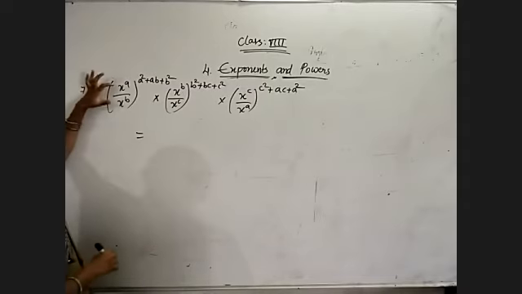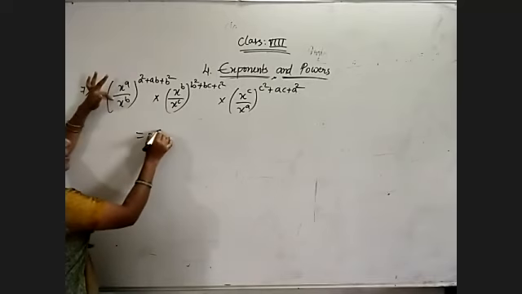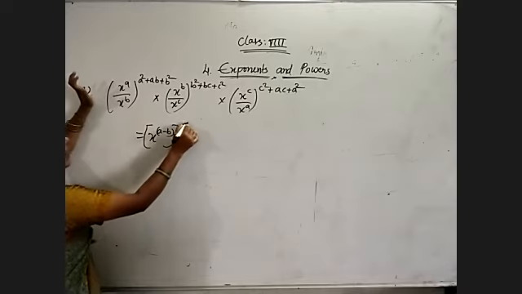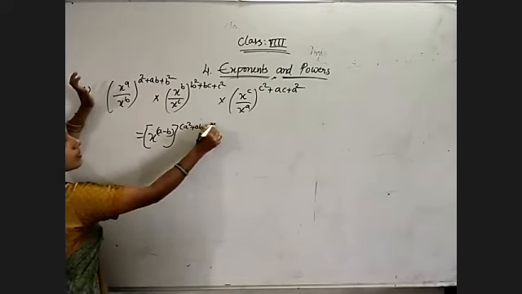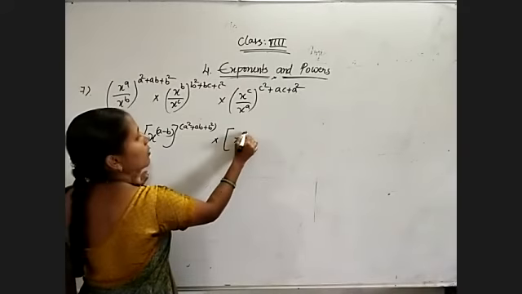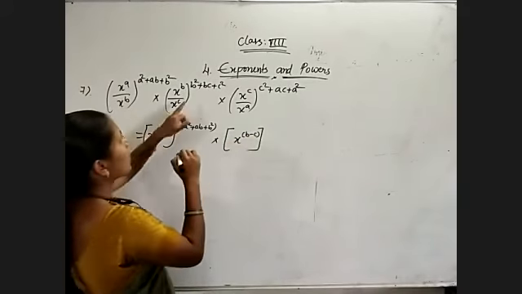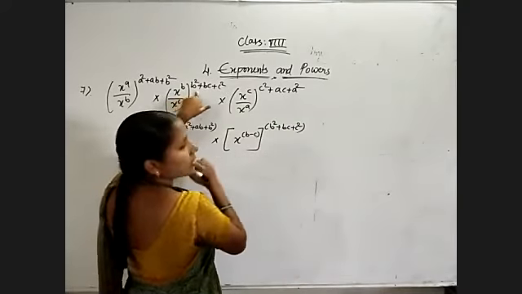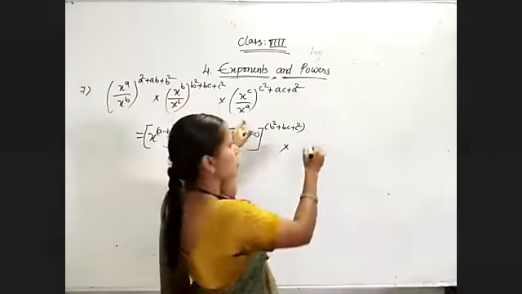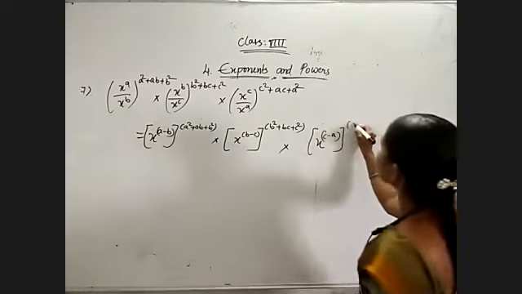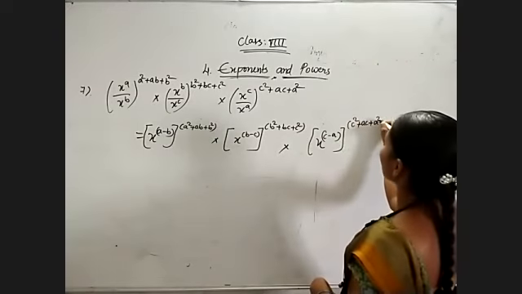So first of all, simplify whatever is in the brackets. a power m by a power n is a to the power of m minus n. So we get (x to the power of a minus b) whole power a square plus ab plus b square, into (x to the power of b minus c) whole power b square plus bc plus c square, into (x to the power of c minus a) whole power c square plus ac plus a square.